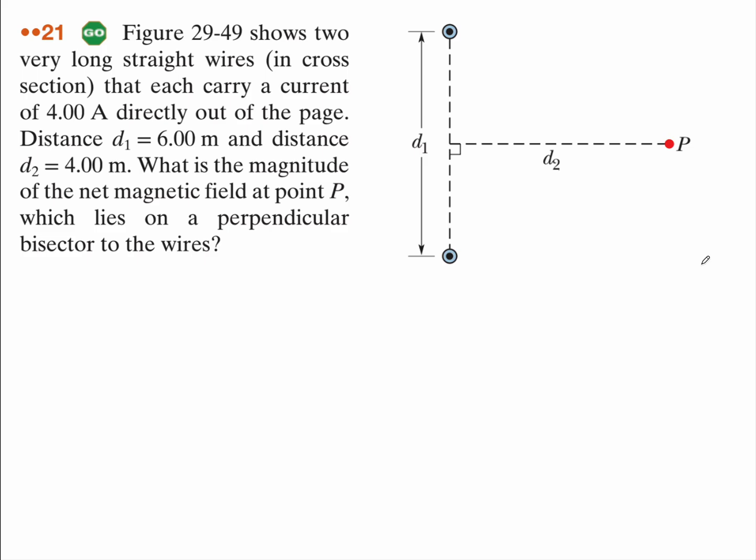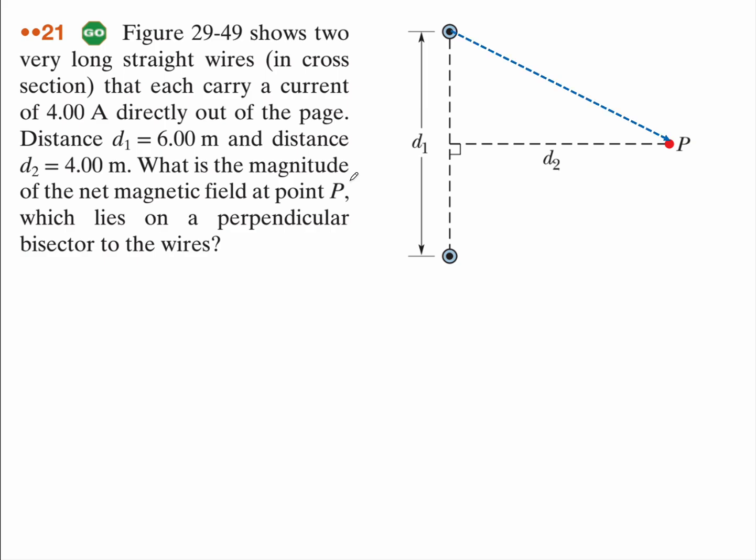So number 29 has two very long wires in cross-section that each carry a current of 4 amps directly out of the page. Distance D1 is 6 meters and distance D2 is 4 meters. What's the magnitude of the net magnetic field at point P, which lies on the perpendicular bisector? So how do we solve this one?